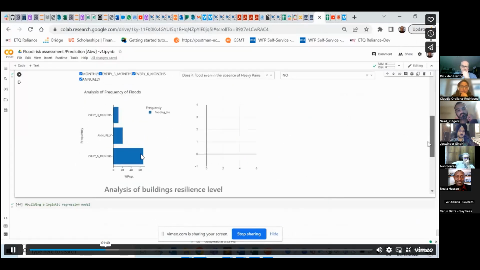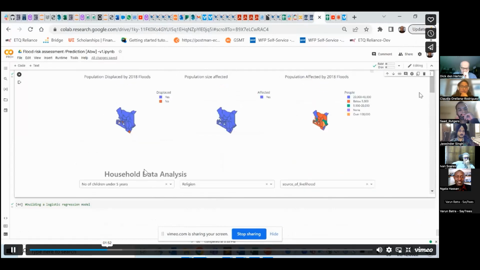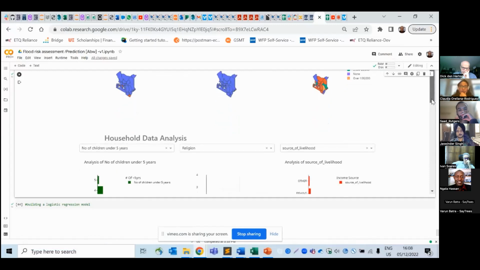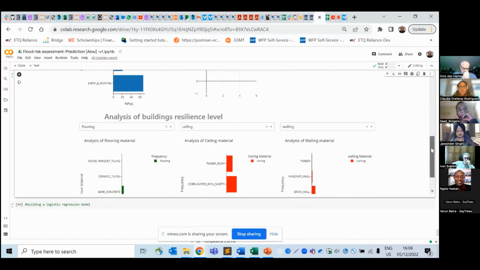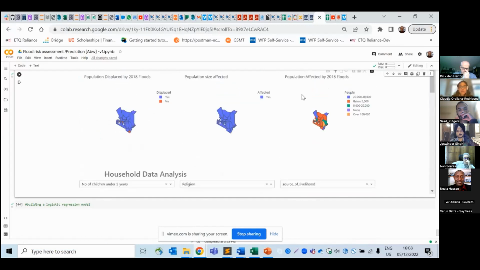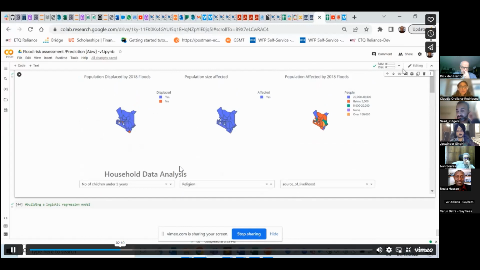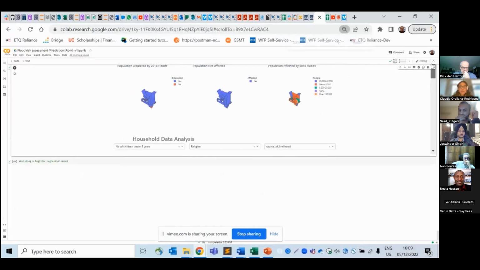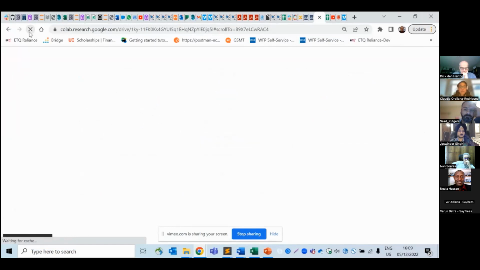the building resistance level, looking at the material that is used to make the floor for the houses which the population is living in. It's also the material that is used to construct the house. So for instance, you can see in the application that most of the population are living in grass thatched houses with mud floors, which gives an indication that this population is already at a high vulnerability level of being affected by flood.